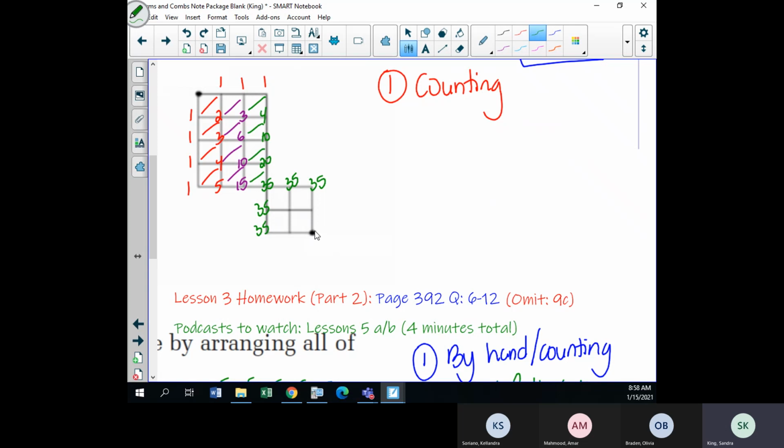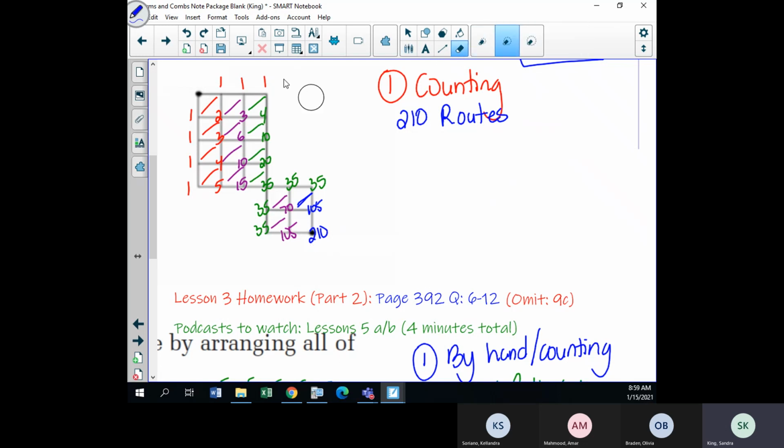So add your diagonals. 35 and 35 is 70. 70 and 35 is 105. Okay, then I've got to do over here. 70 and 35 is 105. And now I've got my answer, because to get to this last spot, 105 and 105 is 110. Nope, 210. So counting, there's 210 ways, or 210 different ways that you could get from this point to this point.